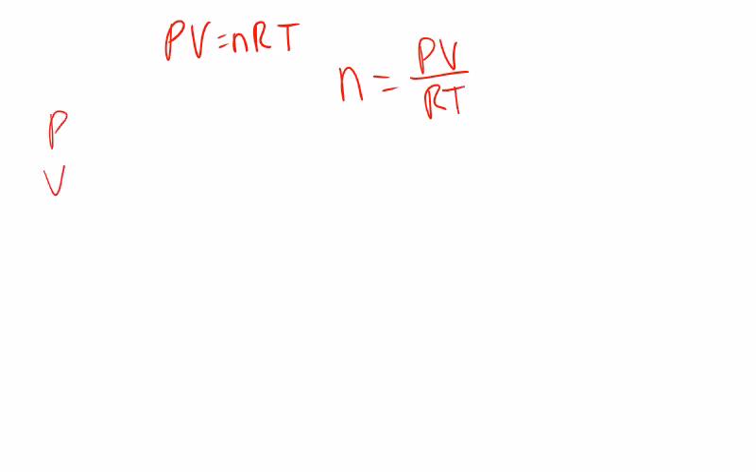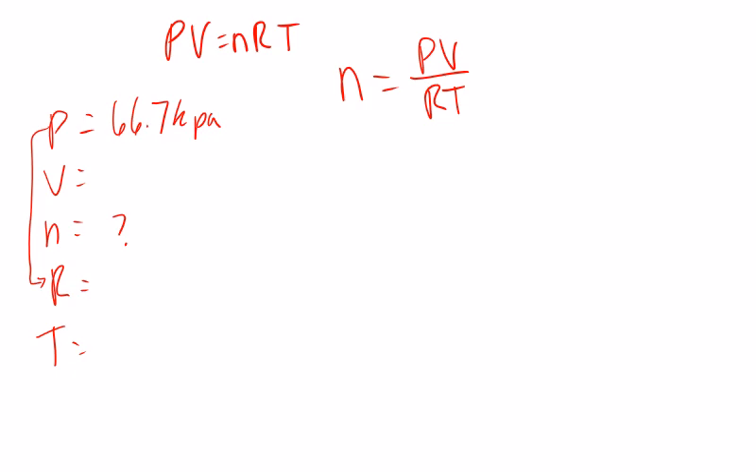Since we're using this, let's go ahead and figure out what all of our variables are going to be. We know that n is what we're looking for. In the problem, they told us that the pressure was 66.7 kPa. Since our pressure is in kPa, our R constant's also going to have to be in kPa, so it's one that we have memorized. It's a little different than the last one. The last one was in atmospheres.